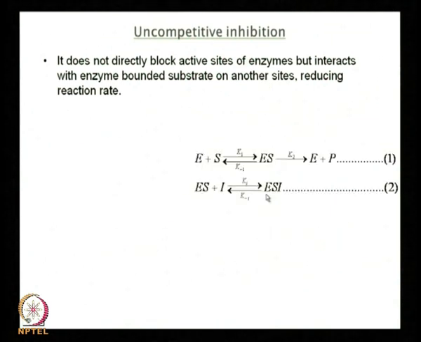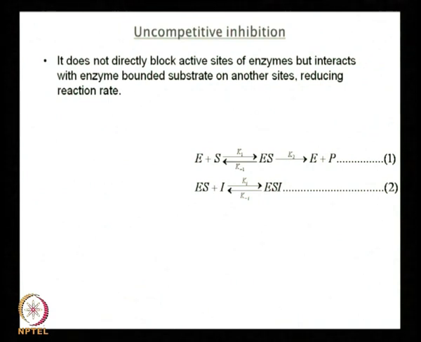So, this is the equation that you get. The first equation remains as it is. Just remember how these mechanisms work. Equation 1 is always there, in the presence or absence of inhibitor. That is E plus S giving ES, which generates E plus P, P being the product.